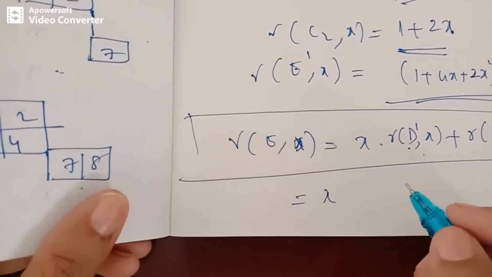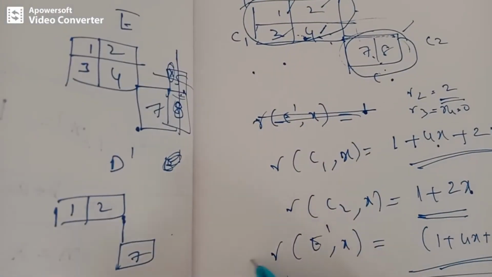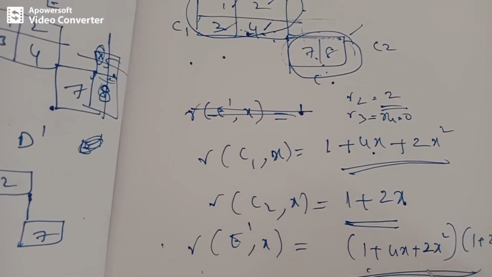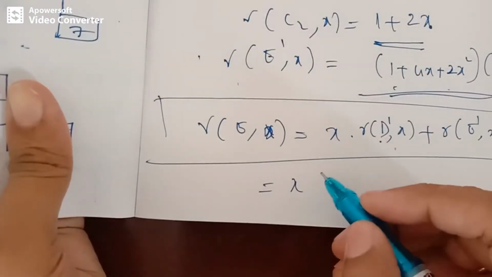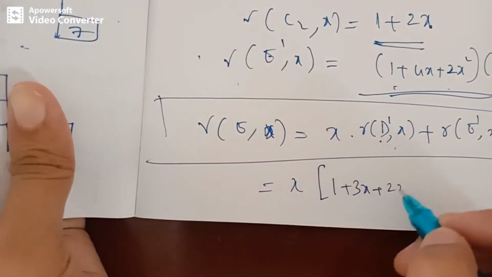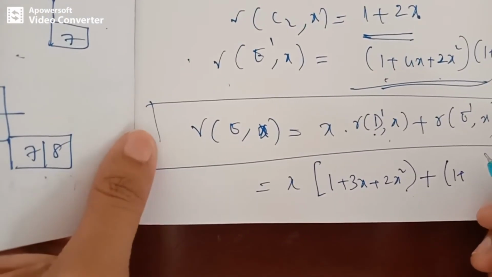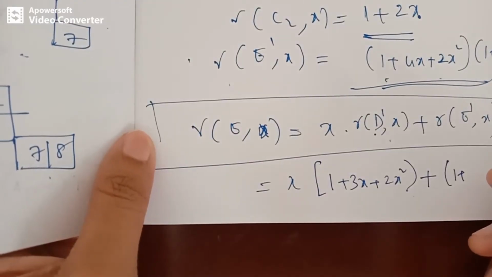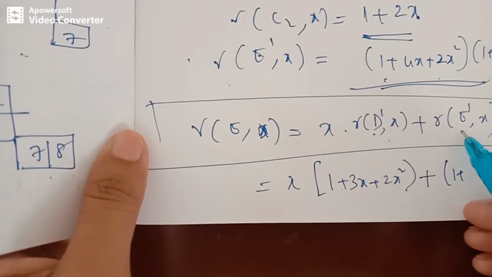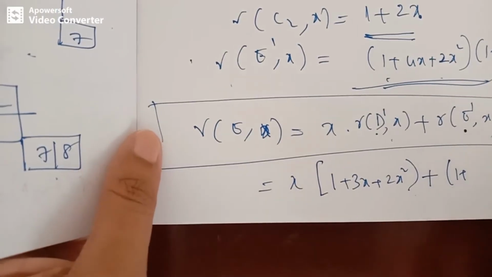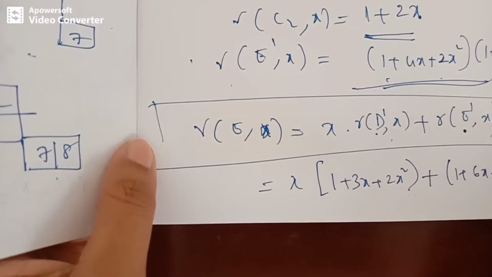We know what D dash comma x is, we have found out. It is 1 plus 3x plus 2x square. And what is E dash? E dash is the recent value, 1 plus 4x plus 2x square into 1 plus 2x. So let's resubstitute here back. So x into 1 plus 3x plus 2x square, plus, what is the value of E dash comma x? We have already calculated. It is 1 plus 6x plus 10x square plus 4x cube.